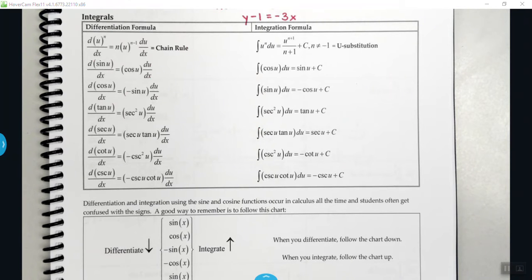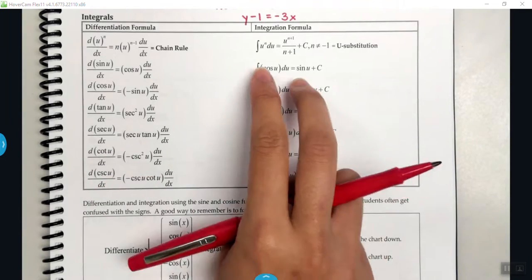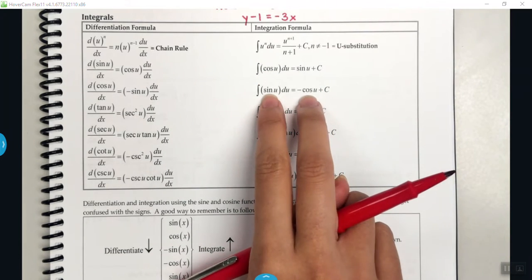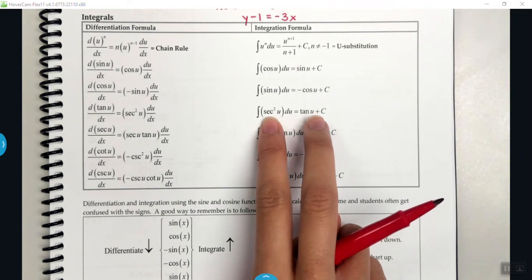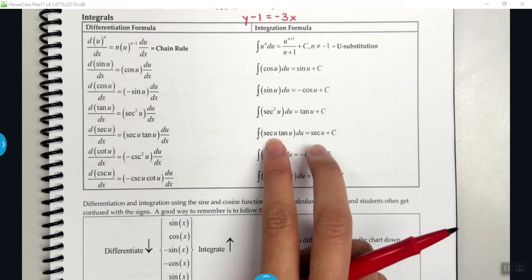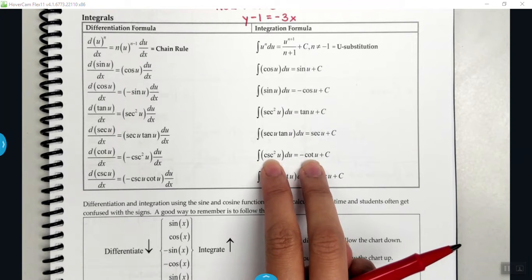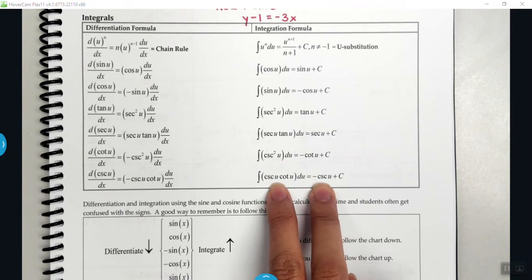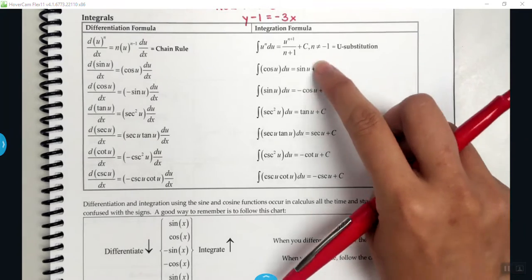So when we're integrating, basically, you got to remember all these derivatives because the integrals are backwards. So the integral of cosine is sine. The integral of sine is negative cosine. Yeah, so it's reversed. The integral of secant squared is tangent. The integral of secant tangent is secant. The integral of cosecant squared is cotangent. And then the integral of cosecant cotangent is negative cosecant. So really, the c's are always the ones that change, except for these two.